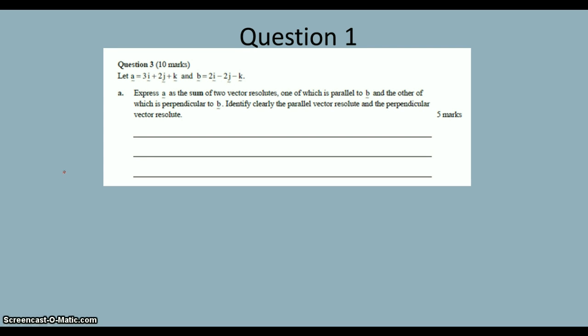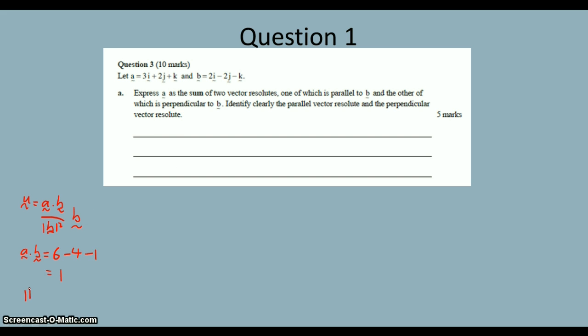So we'll start with the projection of A onto B, and I'll call that vector U. So vector U, using our formula, is A dot B divided by the modulus of B squared, multiplied by vector B. So let's go ahead and work out A dot B. Multiplying out our components, 3 times 2 is 6, 2 times minus 2 is minus 4, and 1 times minus 1 is minus 1. And so we get A dot B is equal to 1.